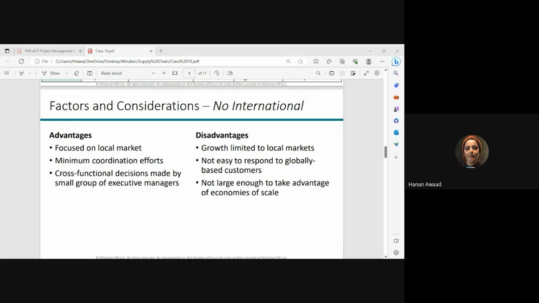But there are some disadvantages. The growth of the business: you will find that this small shop remains a small shop. There are no globally based customers. No one will order this product from outside. That's why you will find some of these businesses are geared towards tourists, because it's something nice to have on a trip. And of course, they don't scale the business.